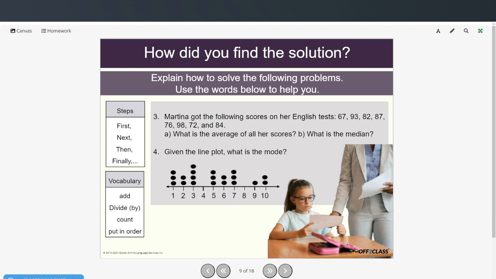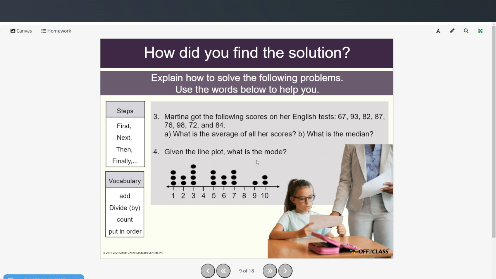So to find the average, first you would add all of these scores together. Then you would count the number of scores, so 1, 2, 3, 4, 5, 6, 7, 8. You would divide that total by 8, and that would be the average. The median, you would put all the numbers in order from lowest to highest, and then find the middle number.